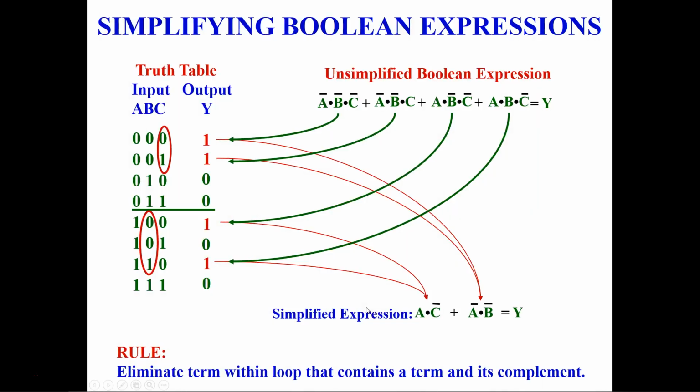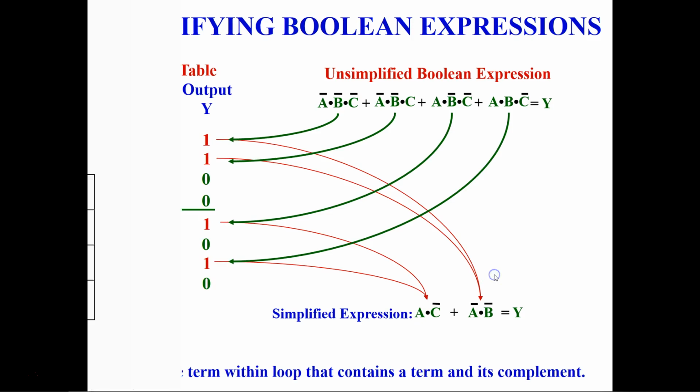I'll just go back again. I hope you understand this expression, A C bar plus A bar B bar equals Y, and how it came from the truth table. Just make sure that this center one does not include our simplified form. We are right now dealing with only this one and this one. Now, the rule here is to eliminate the term within the loop that contains a term and its complement. So that's what we did here.